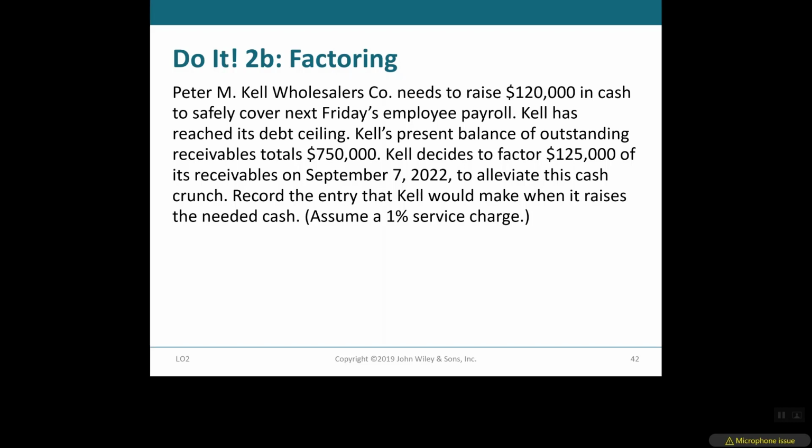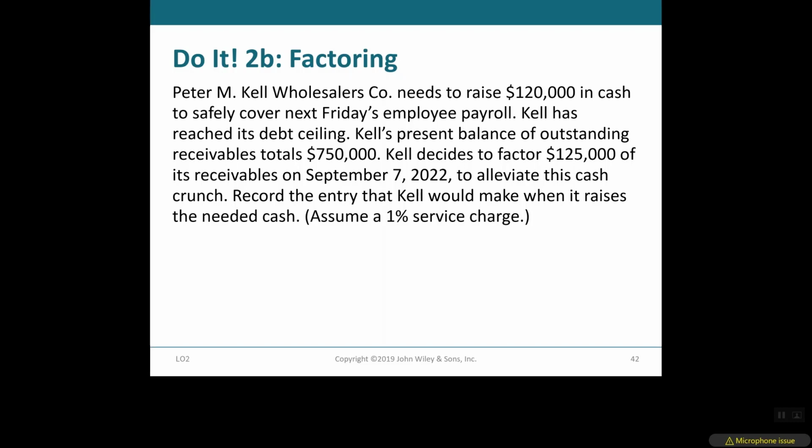So we have Peter M. Kelly Wholesaler Company needs to raise $120,000 in cash to safely cover next Friday's employee payroll. Kelly has reached its debt ceiling, so he can't borrow debt anymore. Kelly presents a balance of outstanding receivables totaling 750. Kelly decides to factor $125,000 of its receivables on September 7, 2022 to alleviate his cash crunch. Record the entry that Kelly will make when it raises the needed cash.